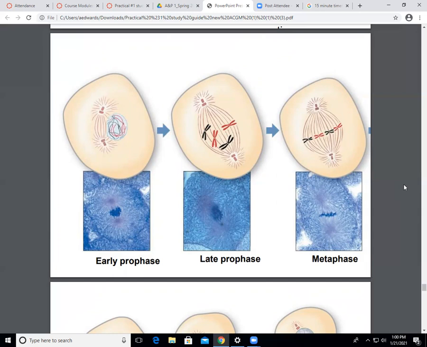First part of mitotic phase starts with an M, mitosis. Second part is cytokinesis, which we'll learn about in a minute. So now we're at the phases of mitosis.